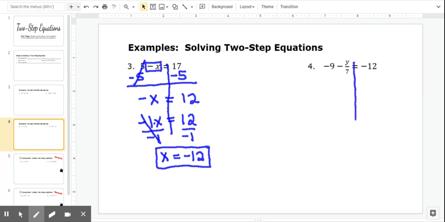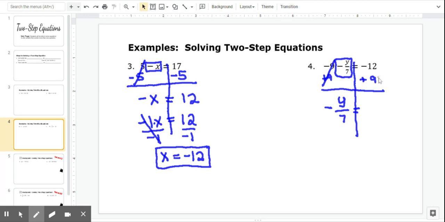Draw my line down the middle. Find my variable, and this time my variable is part of a fraction, and there's also a minus sign in front of it. So I'm going to box off the minus sign with the fraction. I'm saving all of that for later. Outside of the box, I have a negative 9. The opposite of that is to add 9 to both sides. My 9's will cancel. I'm going to drop down the negative y over 7 equals.